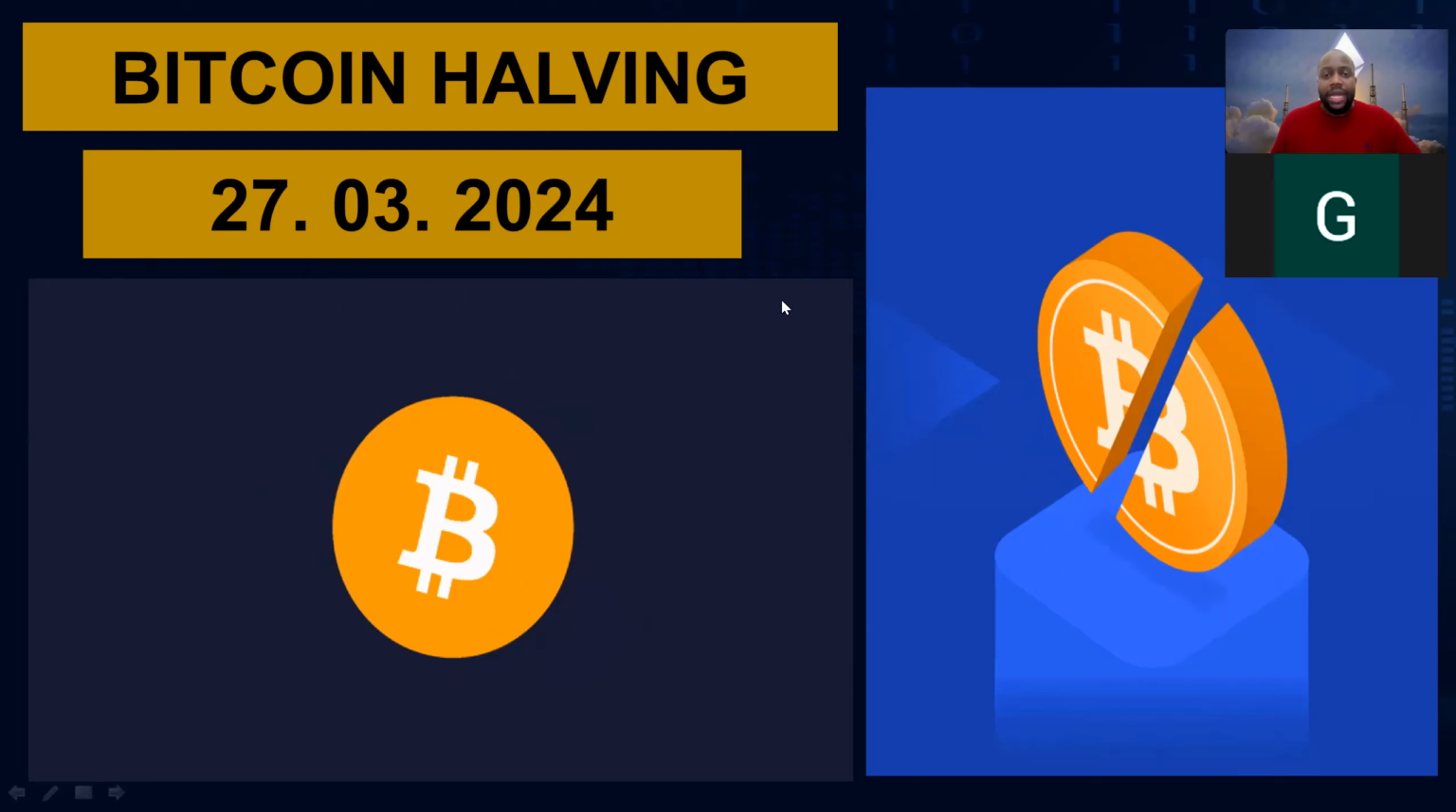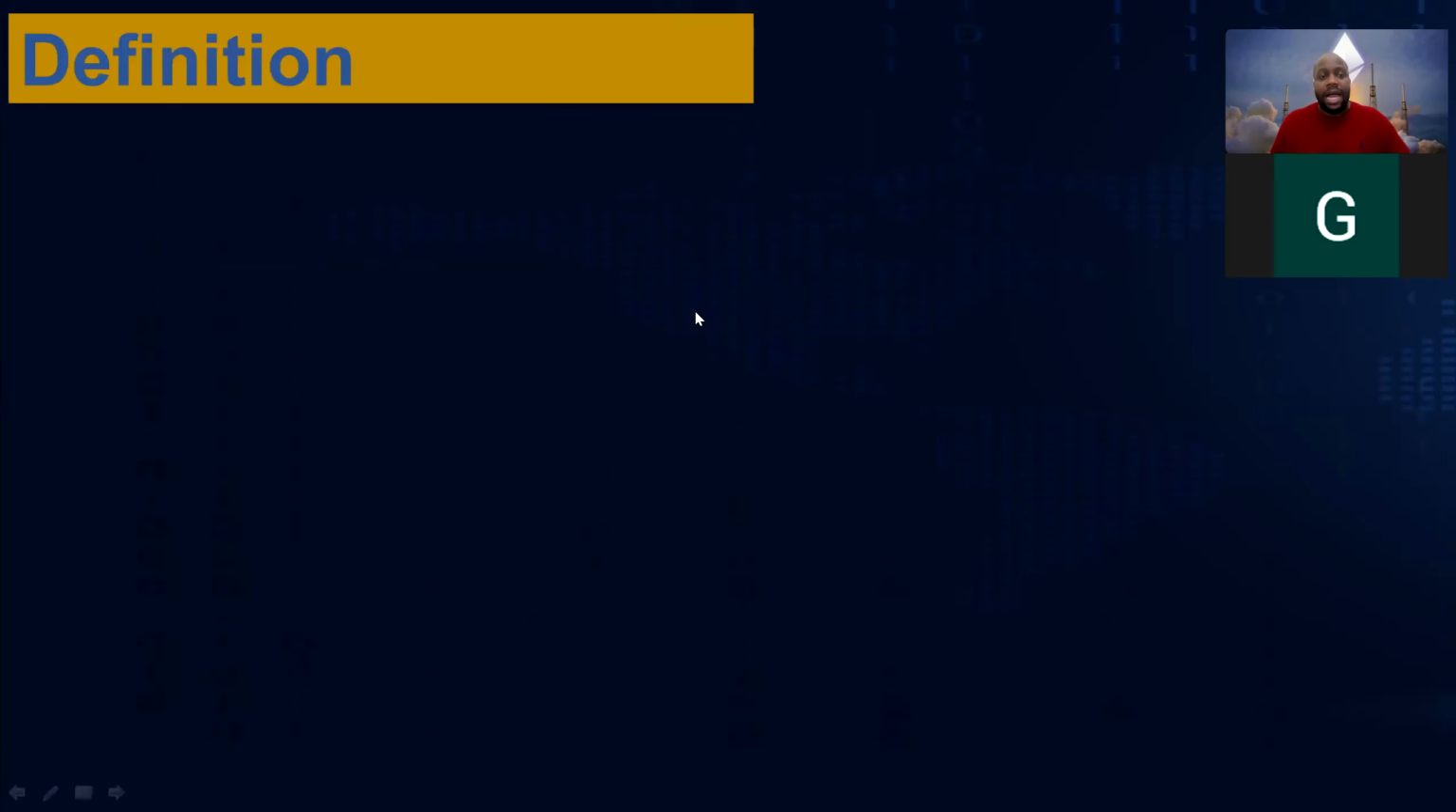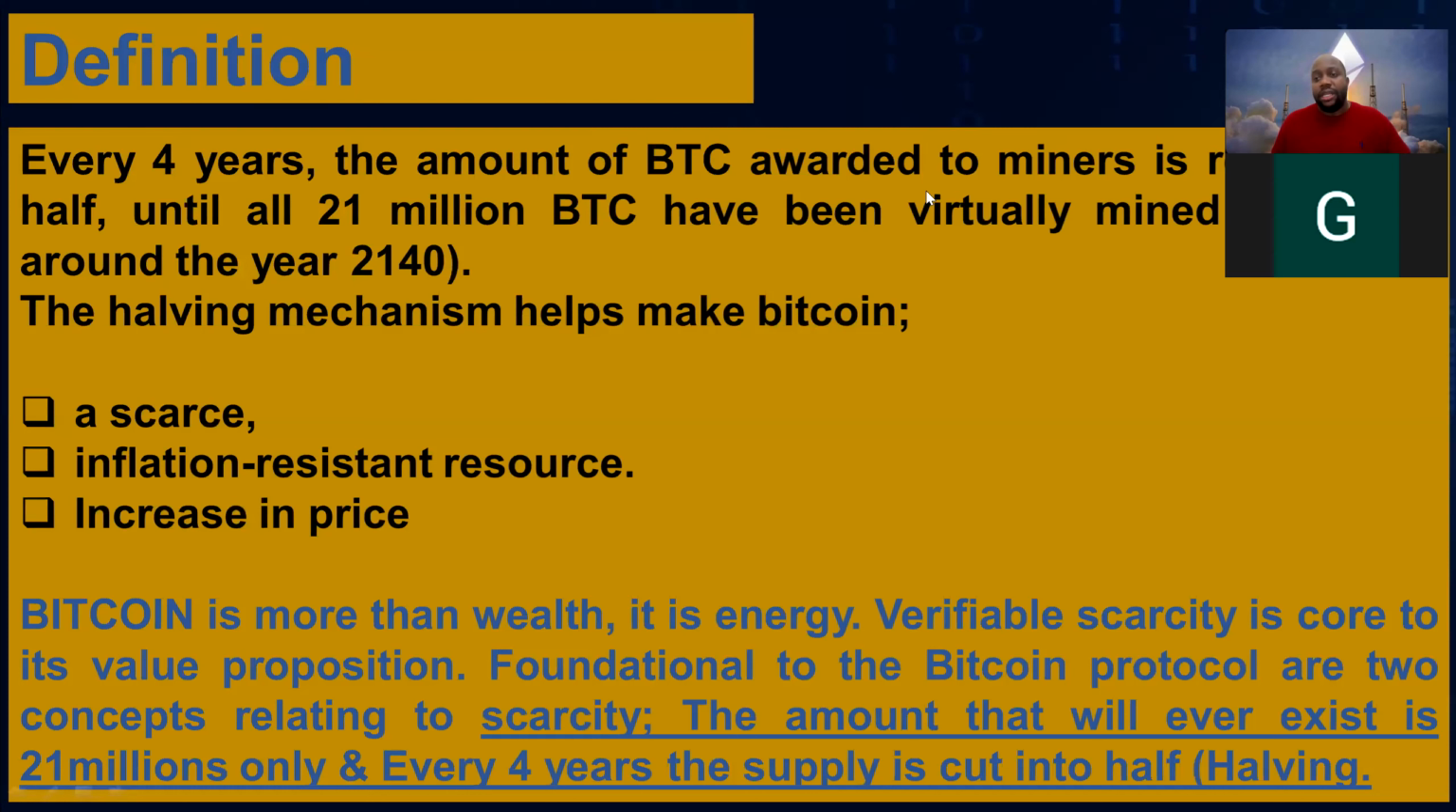What I'm going to show you today is a very, very good topic called the Bitcoin halving. Are you there with me? Yes, I am. Okay. This Bitcoin halving is going to take place on 27th of March, 2024. This is the important date that you need to note, because this is the time when millionaires are made.